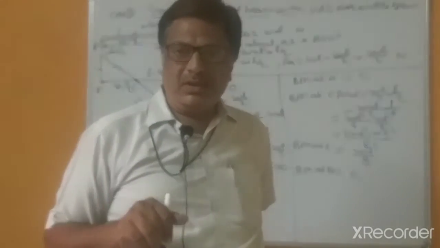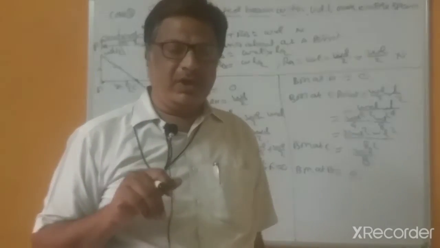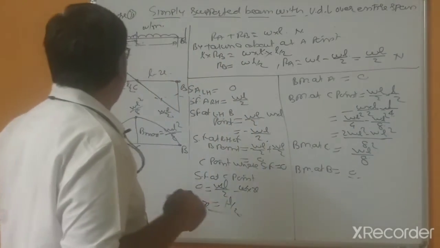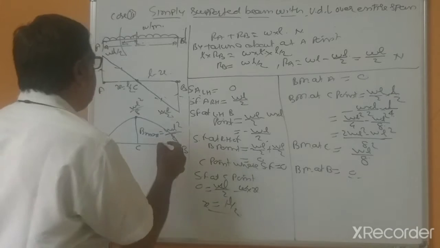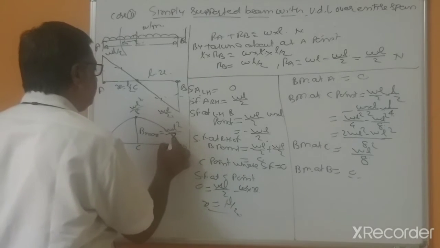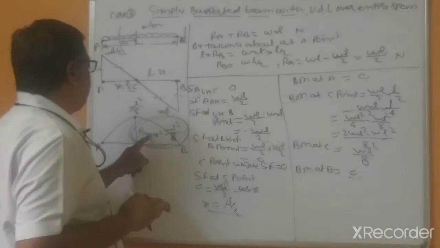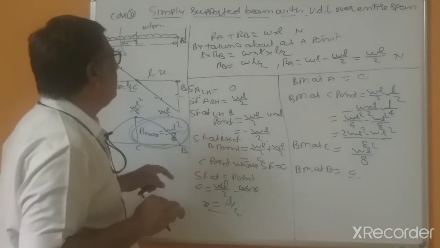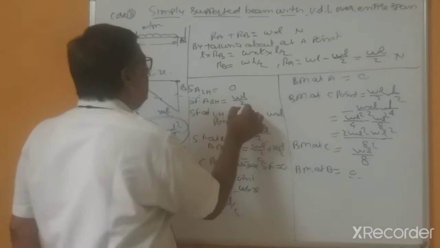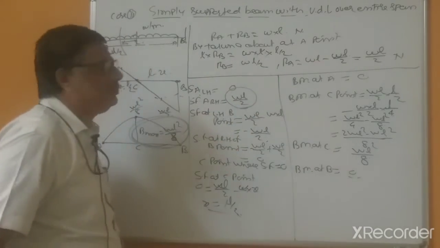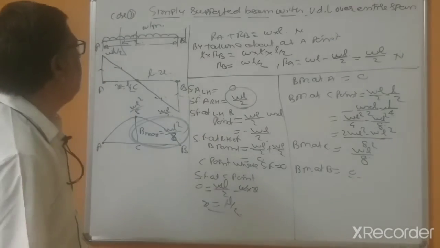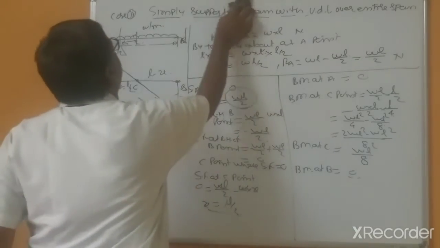So when uniform distributed load acts over the entire beam, the maximum bending moment equals WL square divided by 8. So this is very important. So try to understand this. The maximum bending moment for this case is WL square divided by 8, and shear force is WL by 2.